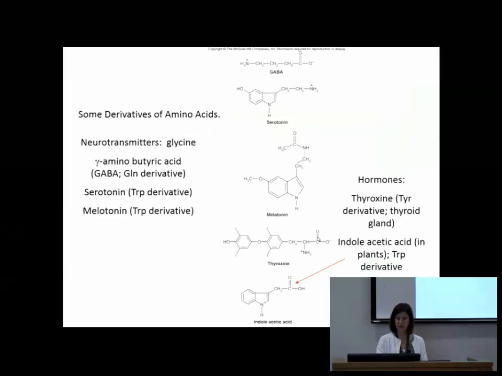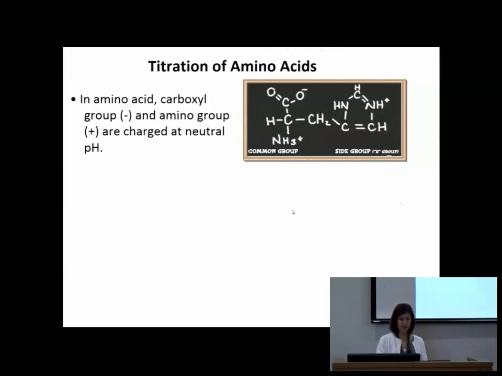Let's talk about what happens to our amino acid as we change the pH. And I know this is going to be a little dry. I'm going to try to make it as entertaining as possible. However, the reason why we're learning this is it's critical to the folding of our proteins. So you have the peptide chain, the protein chain.